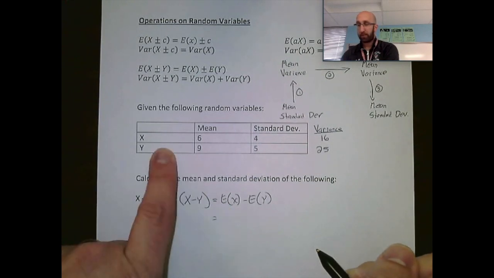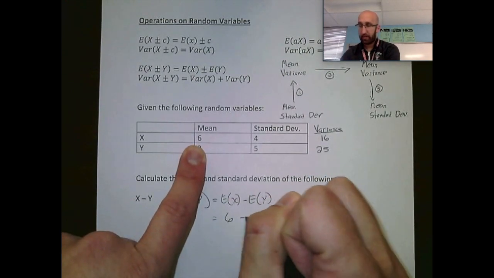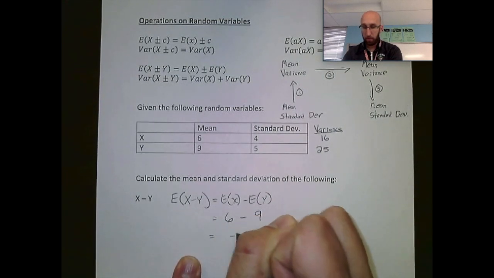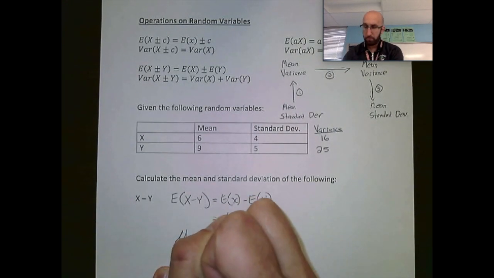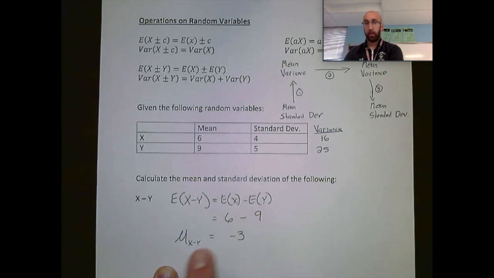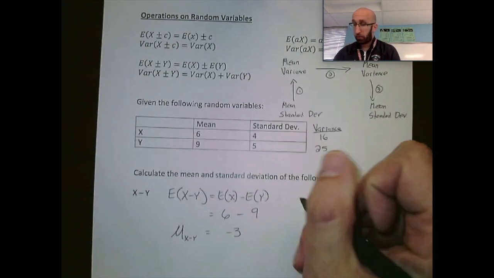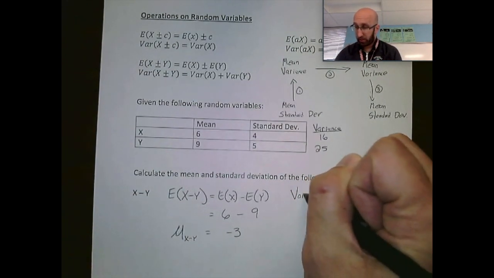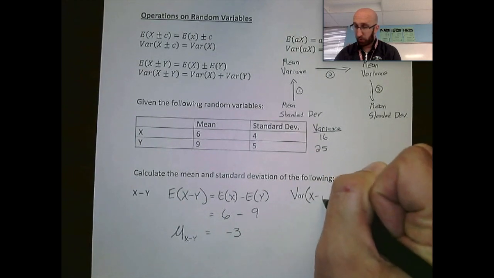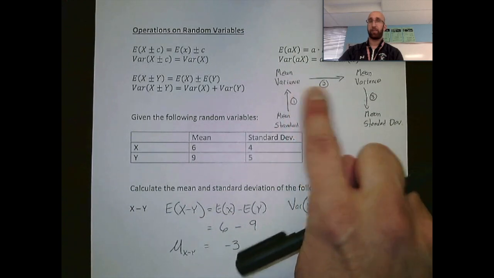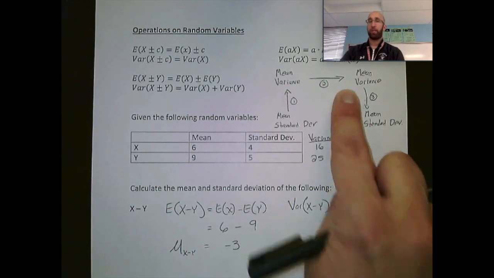The mean of x from up above was 6. The mean of y was 9. So we're doing 6 minus 9. The mean of x minus y is negative 3. Easy enough. Now we need to find the standard deviation of x minus y, so we're going to start with variance. I'm right here in my process, at the mean and variance stage. I'm trying to find my new mean and variance, and then we'll finally get to the standard deviation.